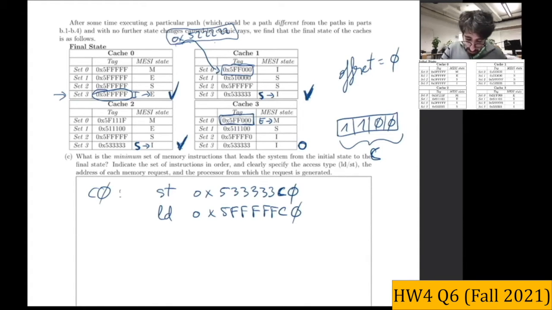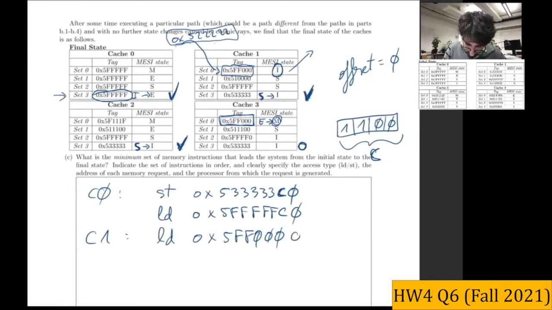But the difference is that the final state in cache 1 is invalid and the final state in cache 3 is modified. So basically, we need to load the line in cache 1 first so we can invalidate it from cache 3. So let's do that. So we have cache 1, we load our cache line FF000. This is in set 0, so set 0 and offset 0.